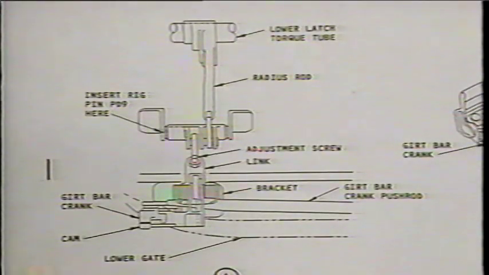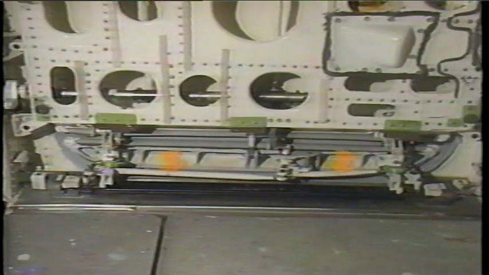An interference check between the girt bar crank push rods and links is done with the door closed and latched. To eliminate interference, increase the radius rod length per the manual, then turn the adjustment screw on the link 3 to 6 turns clockwise. To prevent rotational binding of the push rods as the gate is raised, set the rod ends on the girt bar crank push rods at slight angles opposite to each other. Check that no rotational binding occurs by making sure the push rods can be rotated through some small angle at either extreme position of the gate, either with the gate raised or lowered.